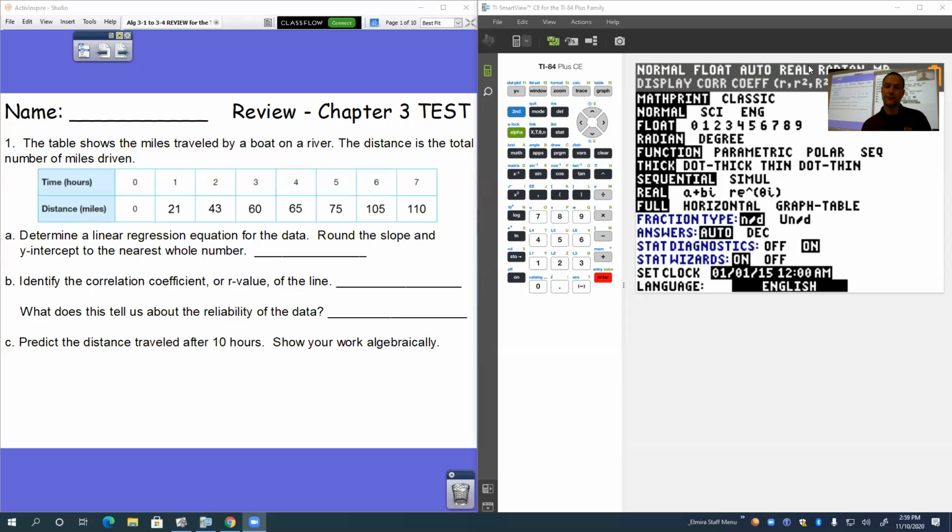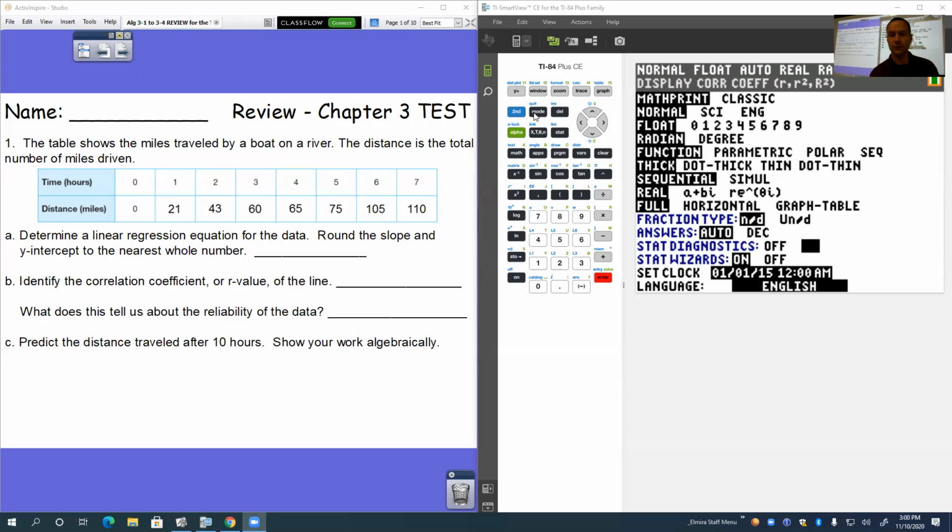This is the review for the Chapter 3 Algebra test. The first thing that you need to make sure that you do is on your calculator, turn on your stat diagnostics. If you don't turn on your stat diagnostics, when you go to do your R value or correlation coefficient, your R value will not show up.